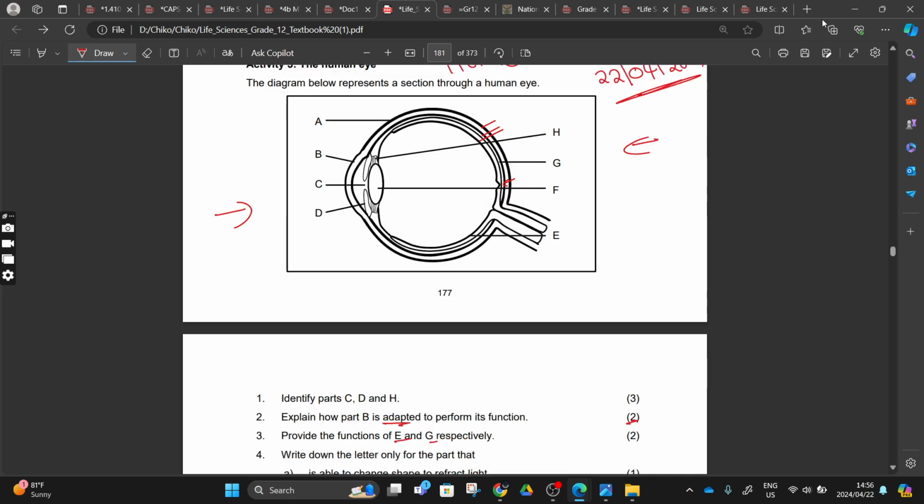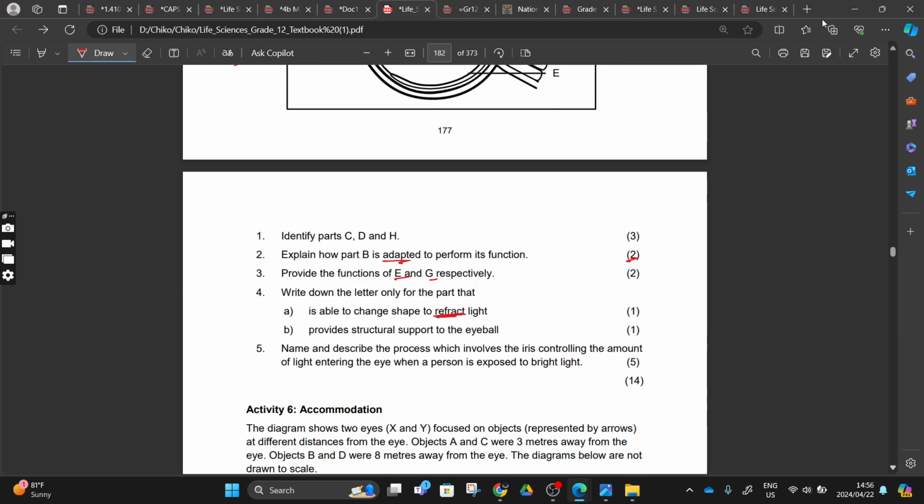So you see here, we don't have that one. It means that we are going to use the other one, right? You need the other one. It's going to provide the support for the eye, so that the eye stays that shape, right? Number 5, we are going to mark this tomorrow. We are going to do this tomorrow.